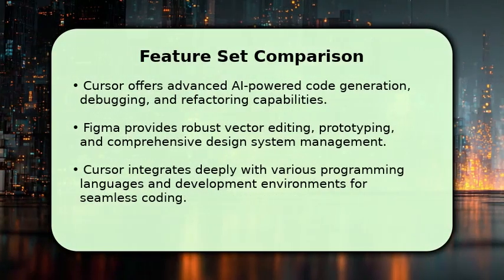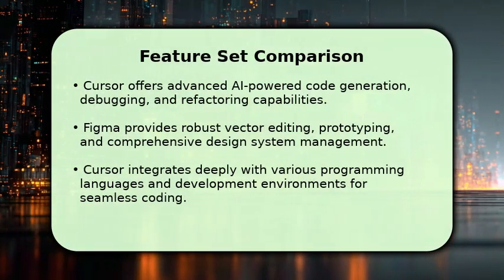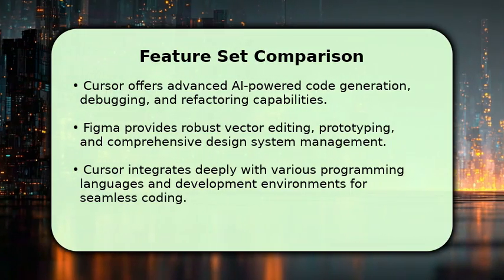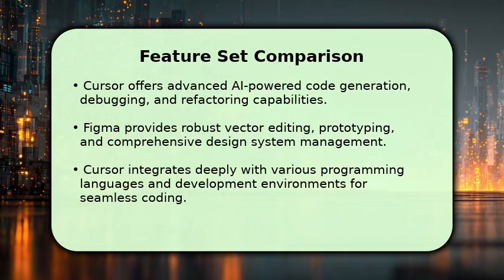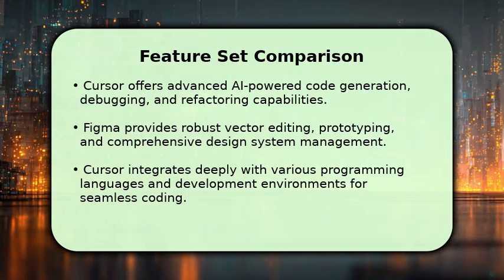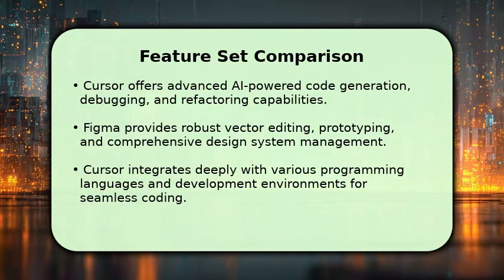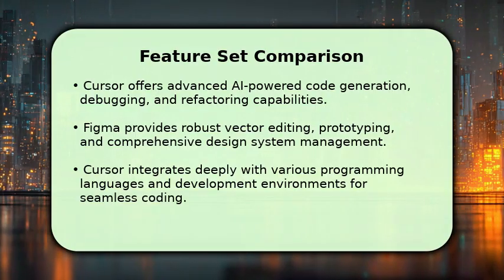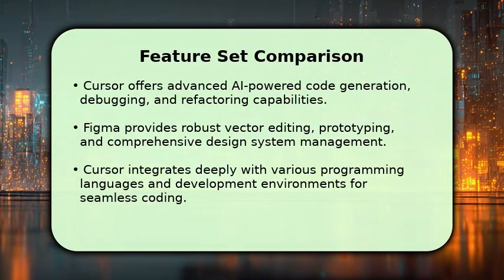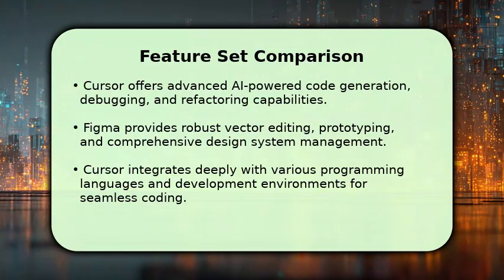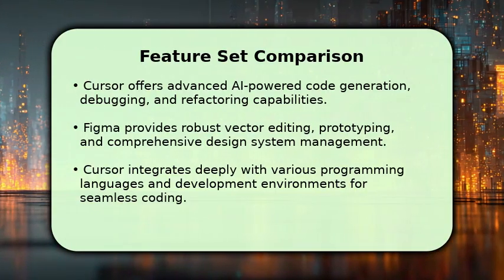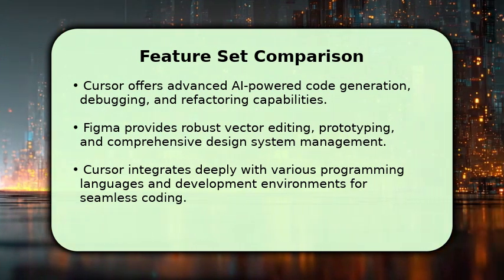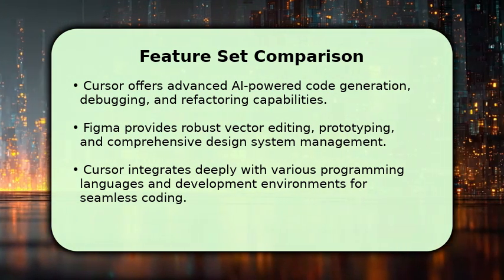When we look at features, Cursor shines with its AI-driven coding assistance, offering intelligent suggestions and automated refactoring to boost developer productivity. Figma excels in visual design, providing powerful tools for vector graphics, interactive prototyping, and maintaining consistent design systems across projects. While Cursor focuses on the efficiency of writing and managing code, Figma prioritizes the creation and iteration of visual designs, making them distinct in their primary functionalities and user experience.